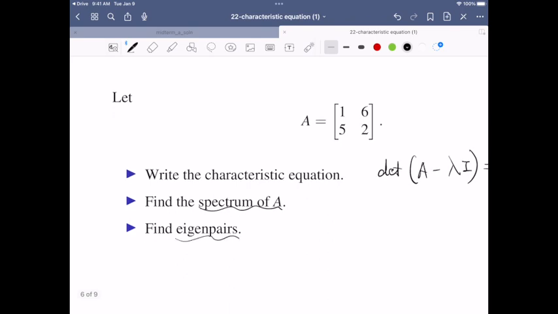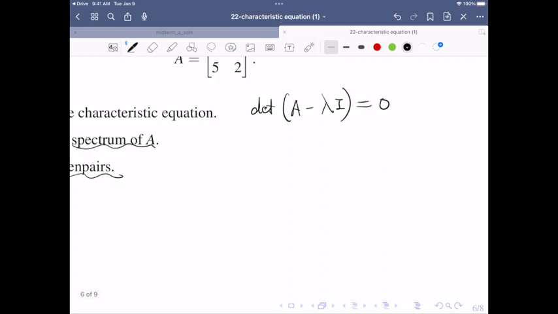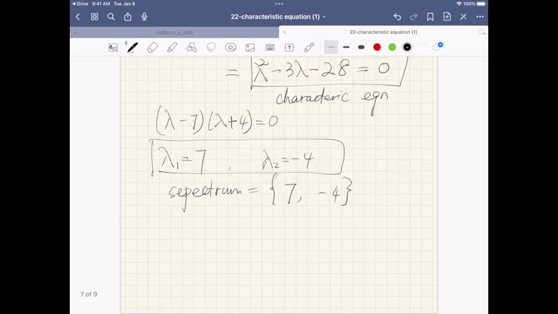Now, find eigenpairs. For eigenpairs, we have the spectrum, and this is basically the first part. The second step is to find the eigenspace. So for 7, I need to find the eigenspace, and for -4, the eigenspace.